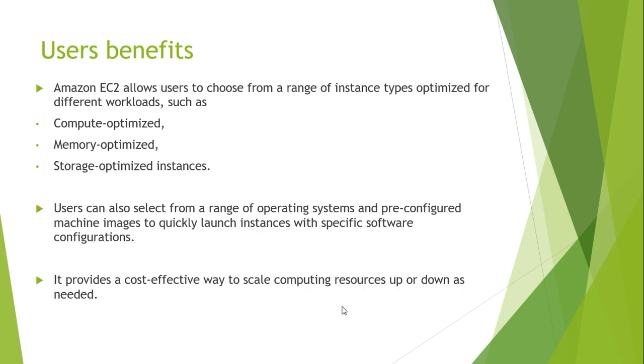Now, what are the user benefits in EC2? Why is the user using EC2? The user gets a wide range of instance types optimized for different workloads, such as compute optimized, memory optimized, and storage optimized instances. The user gets a wide range of operating systems, as I have already told you, with specific software configurations. EC2 provides a cost-effective way to scale compute resources up or down according to our need.